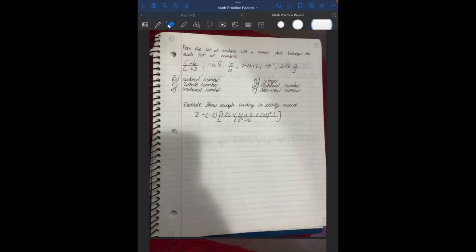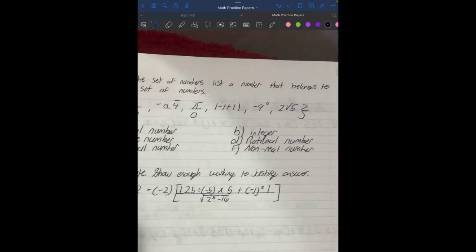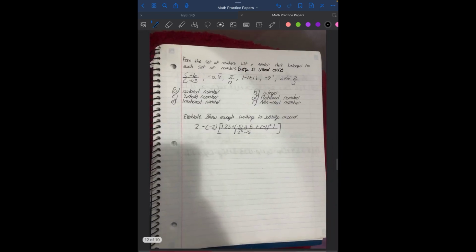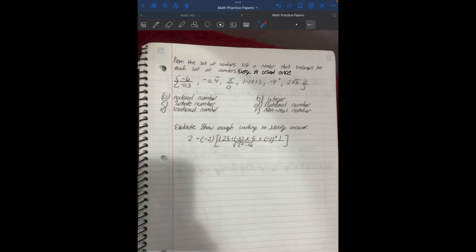So to start it off, you're more than likely going to see something like this. And the instruction, I forgot an instruction: every number is used only once. Sometimes they say that, sometimes they don't, because you might use the same number more than once. But for this one, they say every number is used once. So let's start off one by one.